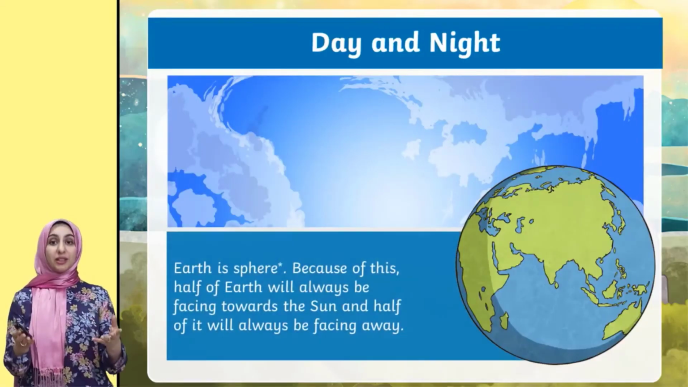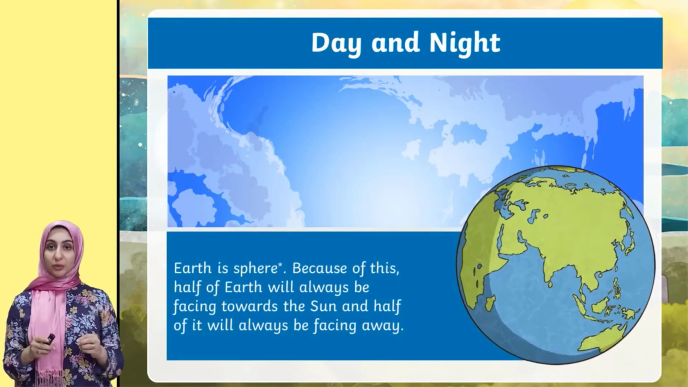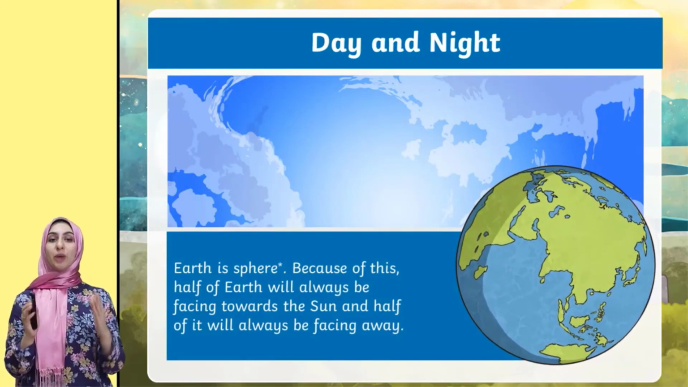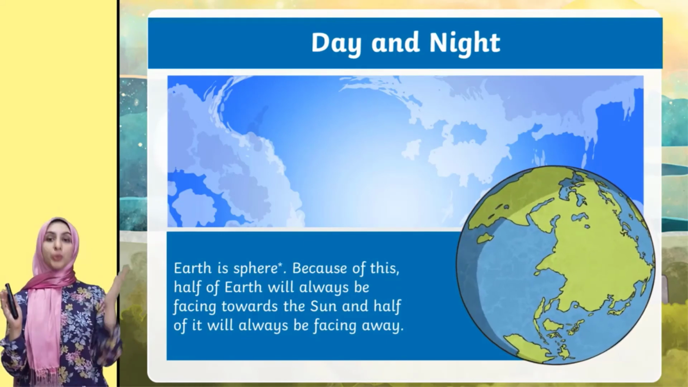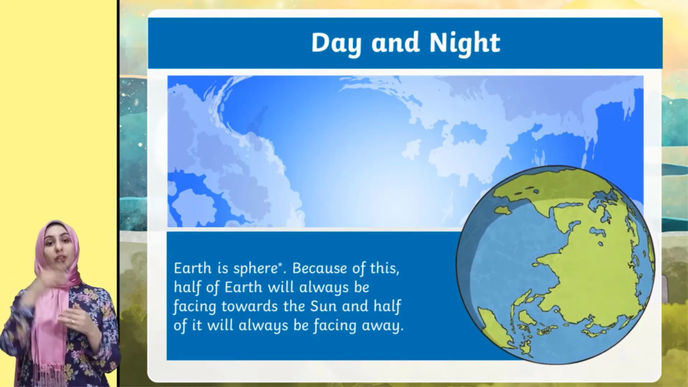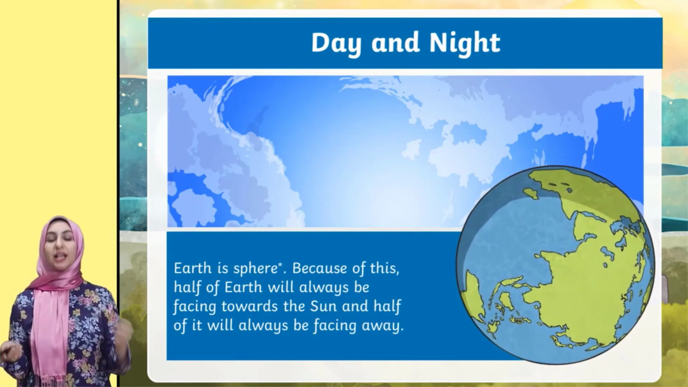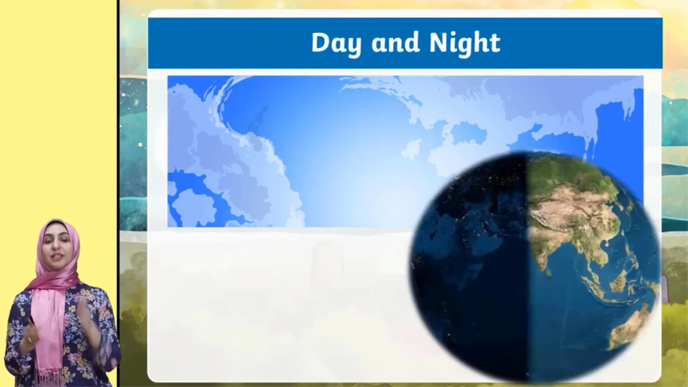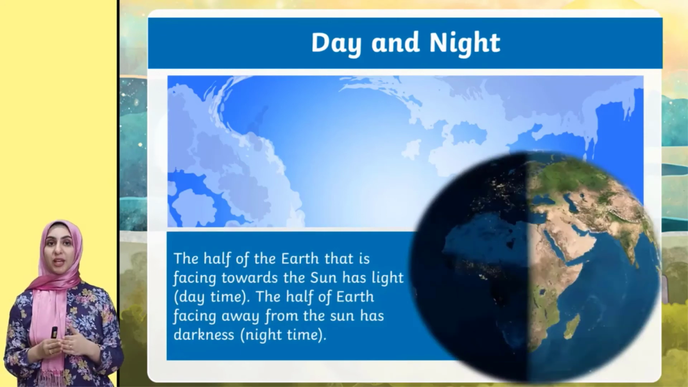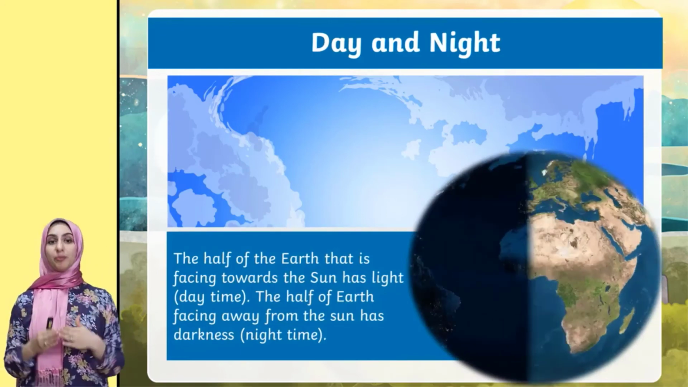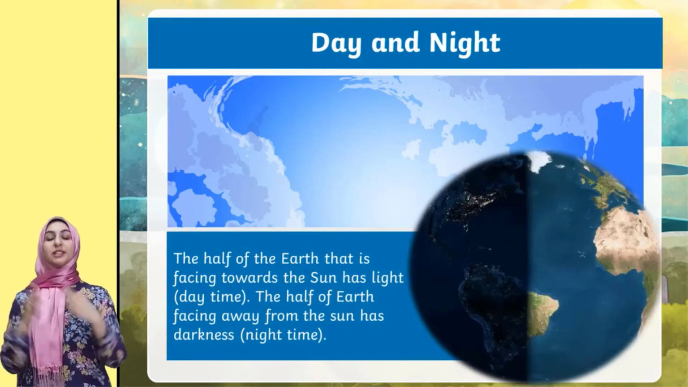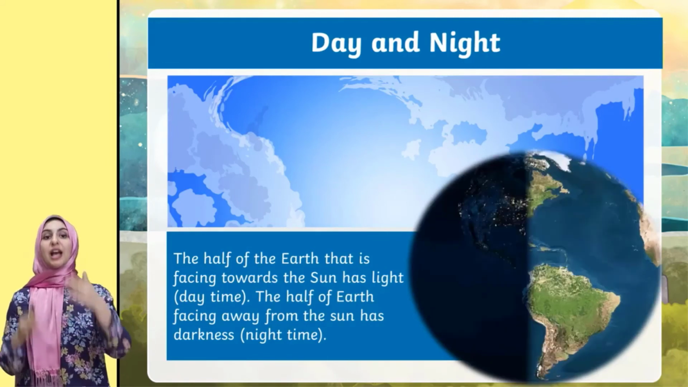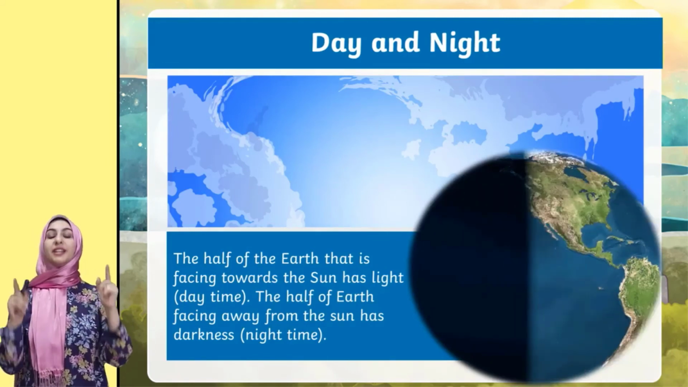Okay. The earth is a sphere. Because of this, half of the earth will always be facing towards the sun and the other half will always be facing away from the sun. So, the half of the earth that is facing towards the sun has daytime, and the half of the earth facing away from the sun has darkness or nighttime.